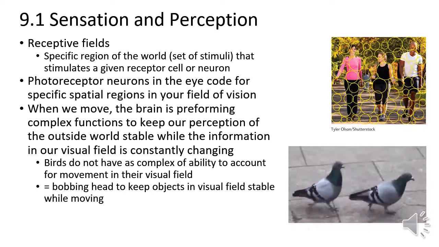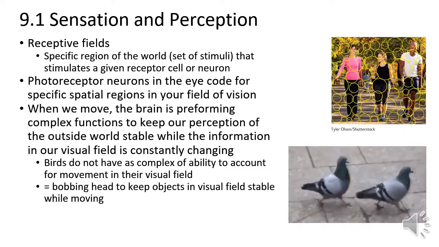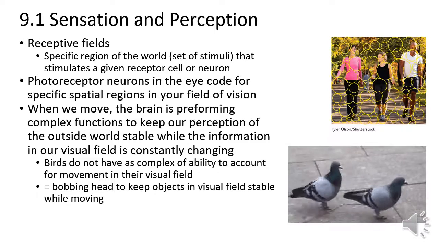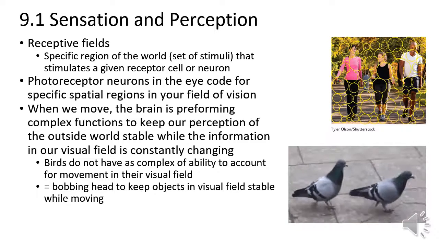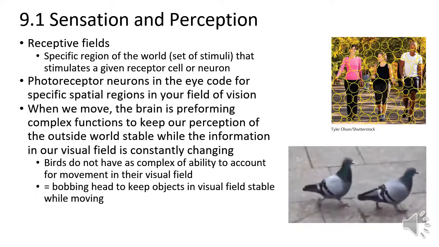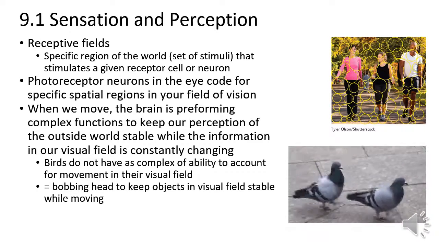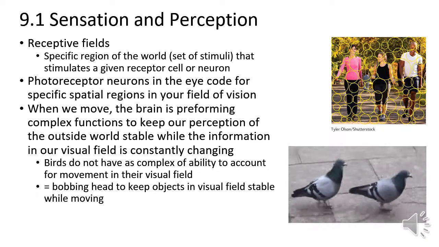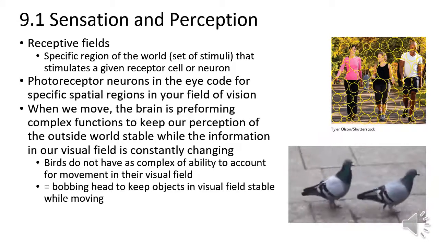Kind of interesting, birds don't have as complex an ability to account for movement in their visual field, and this is one of the reasons they bob their head when they're walking. If you see pigeons walking and bobbing their head back and forth, this is actually a way of keeping objects in their visual field stable while moving. If they're walking, it would just be a constantly moving picture, and their tiny little bird brains can't account for that. So they move their head back and forth to keep part of their visual field stable for a little bit, so they're more likely to see little pieces of food on the street.